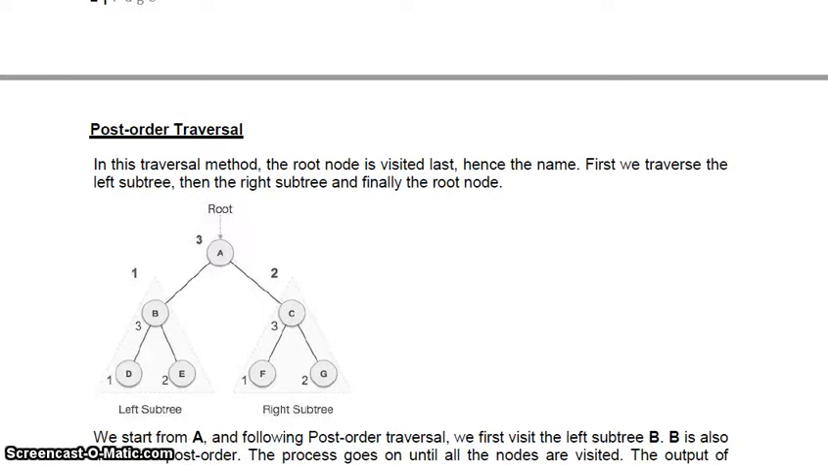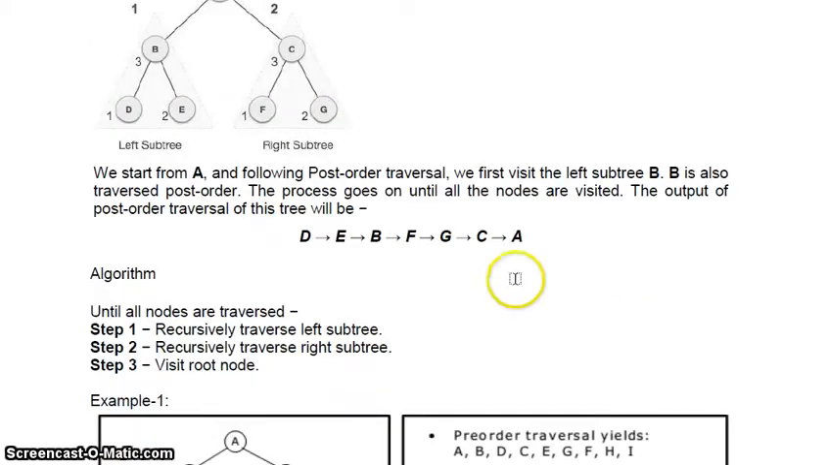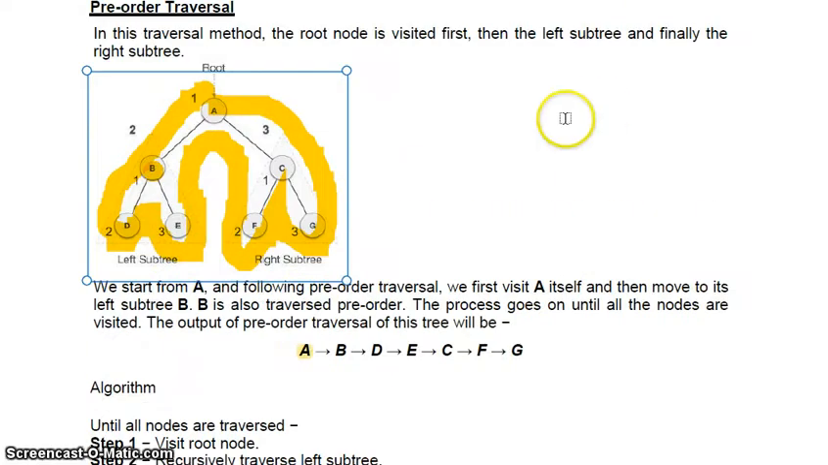In the post-order traversal method, first we traverse the left subtree, then the right subtree, and finally the root. So what I mean to say is, in the post-order traversal, the root always comes at the last. As the name says, post-order means the root node always comes at the last. Pre-order means the root node always comes at the first.